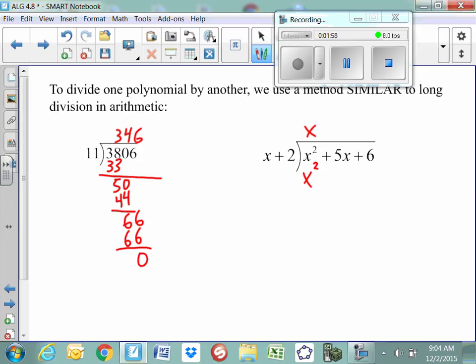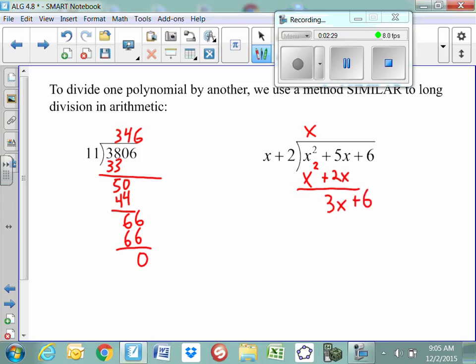Now, the trick here, of course, is that when I put an x up here on top, I have to multiply it times both things in the binomial that's dividing in. So I do x times x is x squared, x times 2 is 2x. And then I'm going to do the same thing. I'm going to take both of these terms and I'm going to subtract them from what's above. X squared minus x squared is 0. 5x minus 2x is going to be 3x, and then I drop the 6.